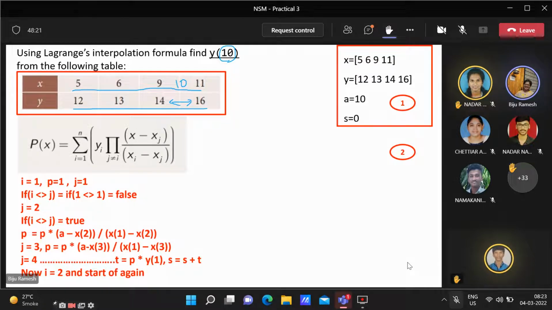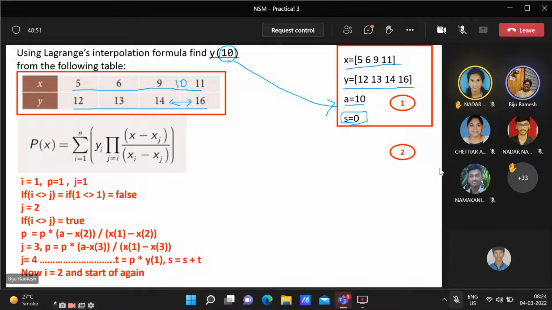So you see here, the X array is assigned 5, 6, 9, 11. Y array is assigned 12, 13, 14, 16. And what you have to find is written in A, that is 10. And it is sum of the series, so sum S is equal to 0. That is done. And also we need product, so that we'll see. Okay, so why did we assign S is equal to 0 outside the for loop? Because it is sum of products.